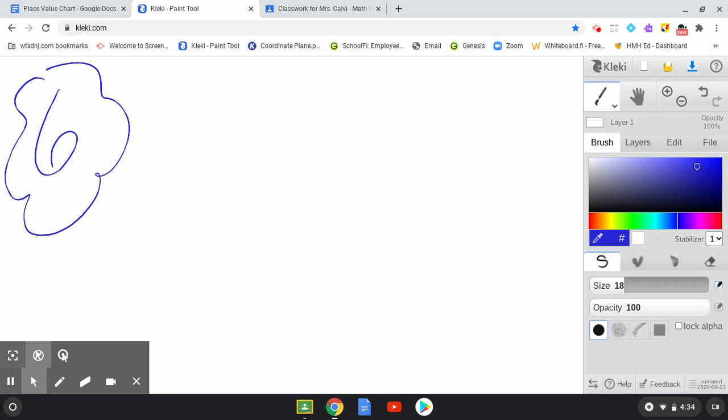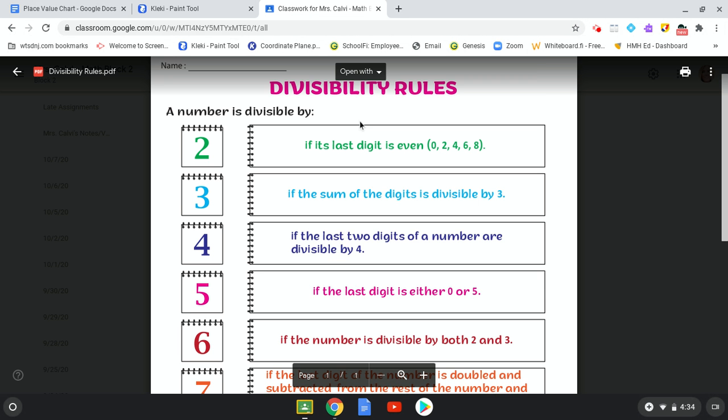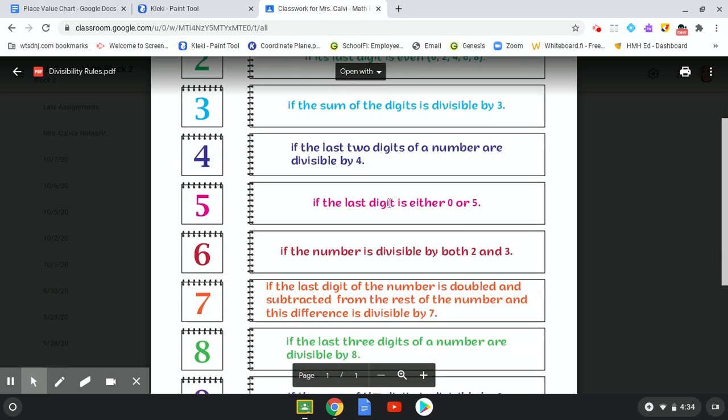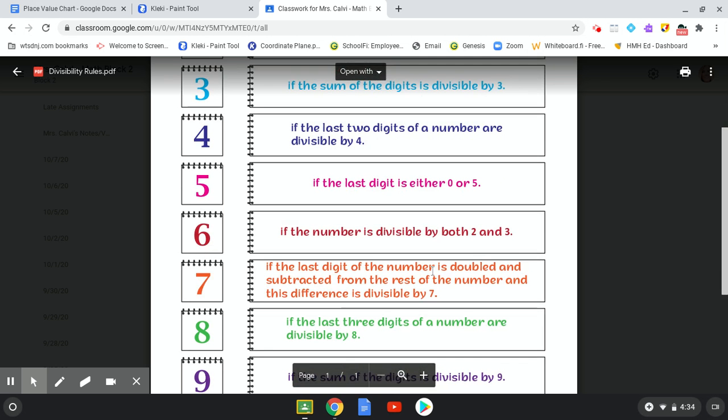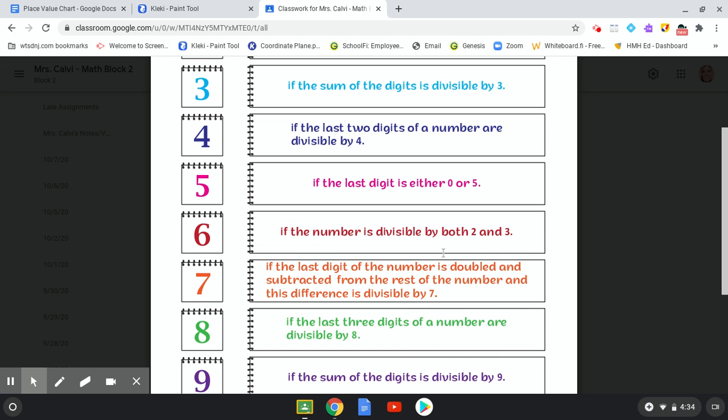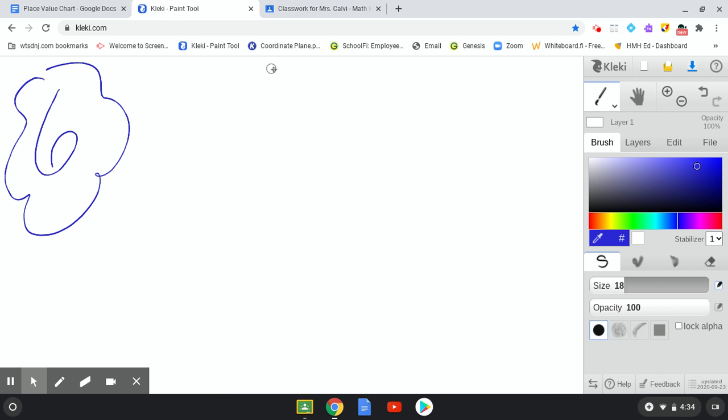We are starting with 6, and the 6th rule is a number is divisible by 6 if the number is divisible by both 2 and 3. So in order for the number to be divisible by 6, it has to be divisible by 2 and 3. So in this case, you need to remember what the 2 rule is and what the 3 rule is.